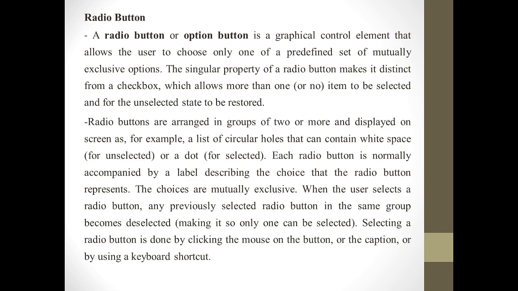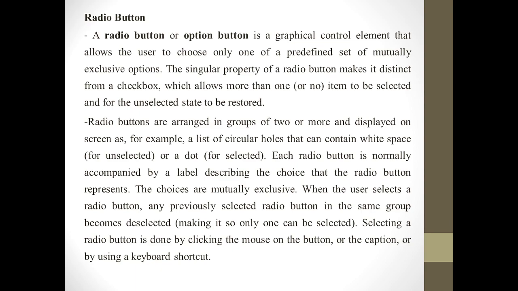Next is the radio button. A radio button or option button is a graphical control element that allows the user to choose only one of the predefined set of mutually exclusive options. The singular property of a radio button makes it distinct from a checkbox, which allows more than one or no item to be selected and for the unselected state to be restored.